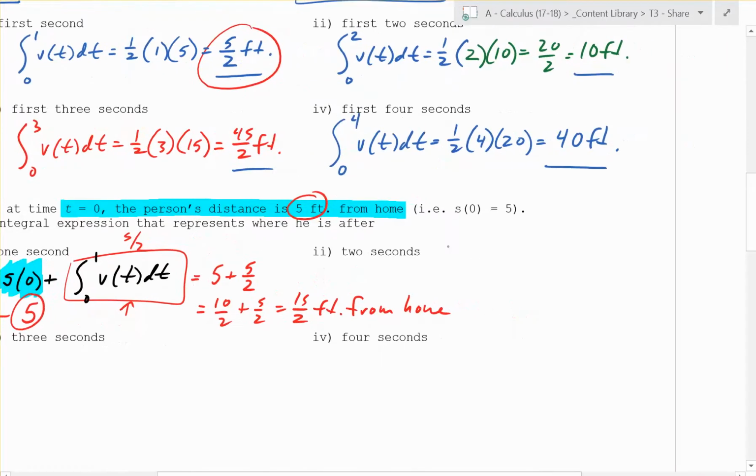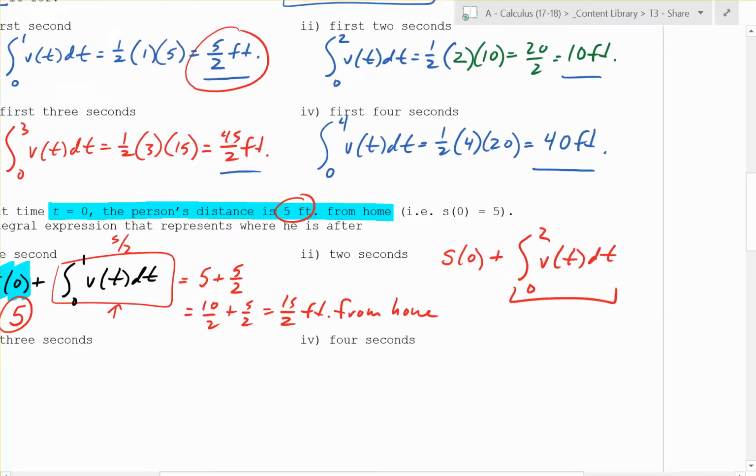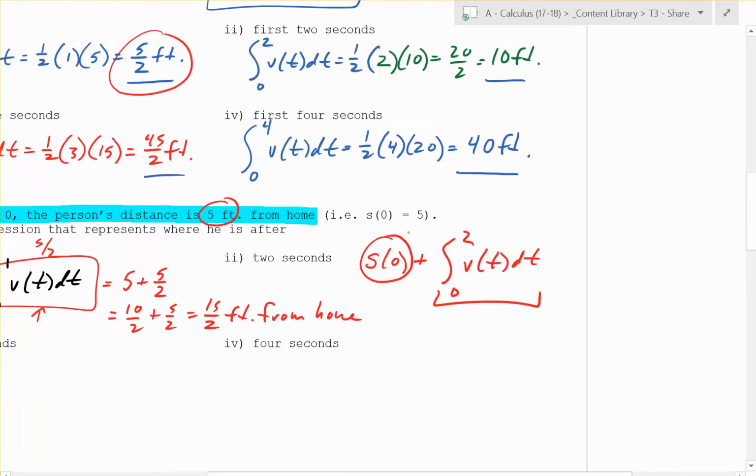So what about 2 seconds? Well, it's going to be the initial position, which is still 5, but I'm going to write the general equation first, the integral from 0 to 2 of v of t dt. Remember, this is the change in position after 2 seconds, and this is the initial position. The initial position is 5, but we now know from above that from 0 to 2, the net change is 10 feet. So 5 plus 10 is 15 feet from home.